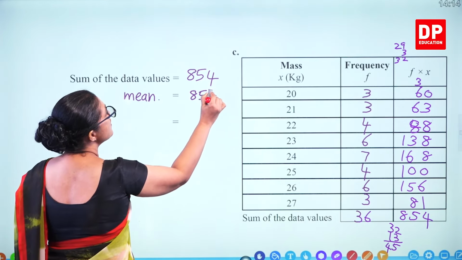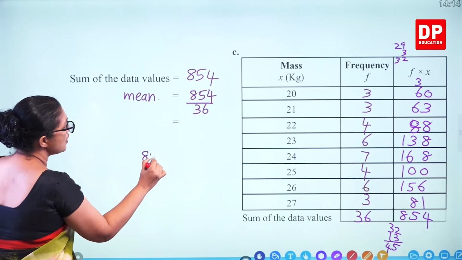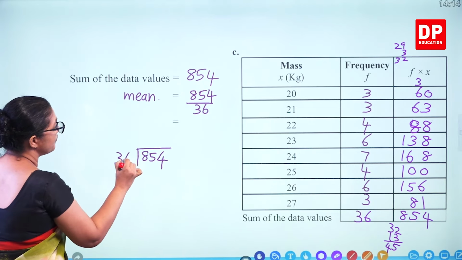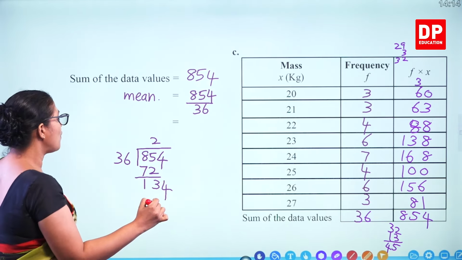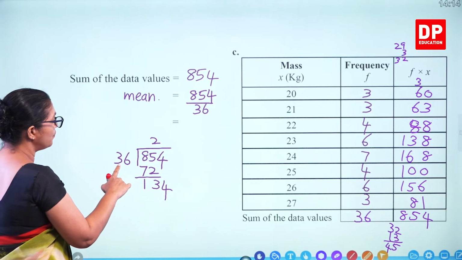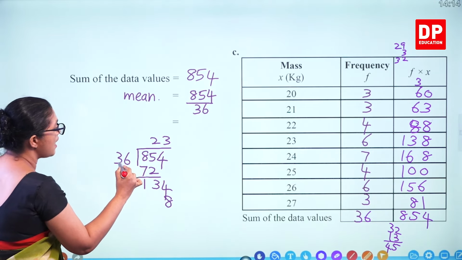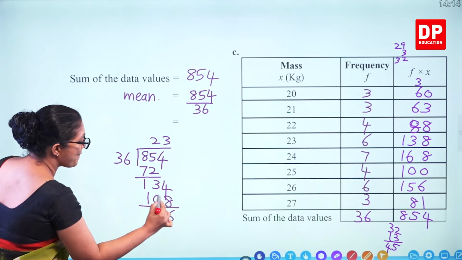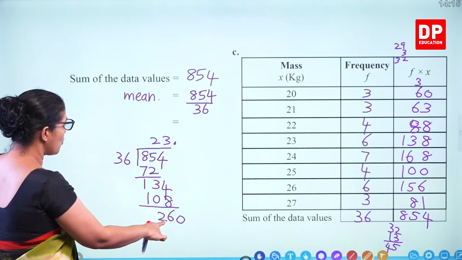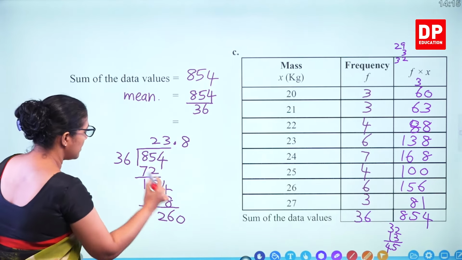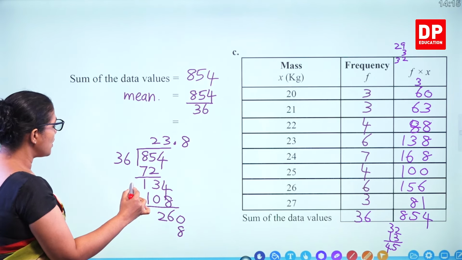So 854 is the total, and total number of observations 36. Now divide. Long division. So you get 2, that's 72. 13 remaining. For 134, so you get 4, that's 3. 3 times 6, 18. 1 remaining. 3 times 3, 9 plus 1, 10. 26 remaining. So for 260, what's the value? So you get 8. 8 times 6, 48. 4 remaining. 8 times 3, 24. 24 plus 4, 28.